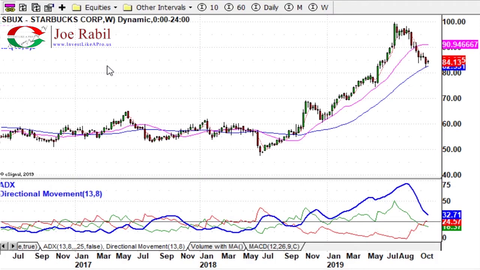I wanted to spend a little time and give another example of multiple time frame analysis on a long trade. I'm starting with a weekly chart of Starbucks, and I wanted to point out a few things both on the higher time frame and then some of the things on the lower time frame. So first of all, this is the higher time frame.